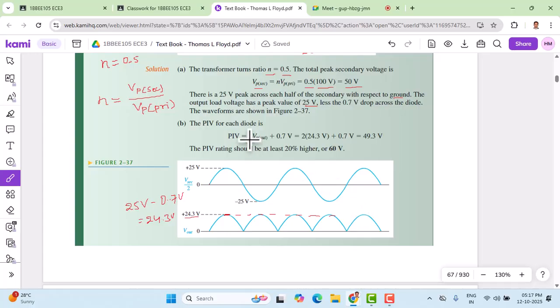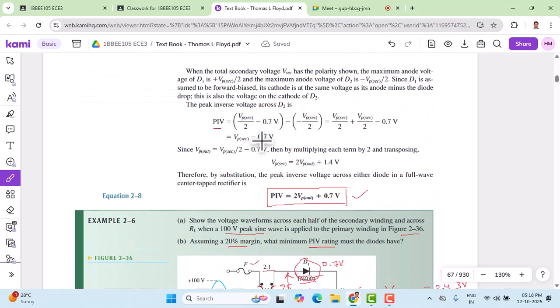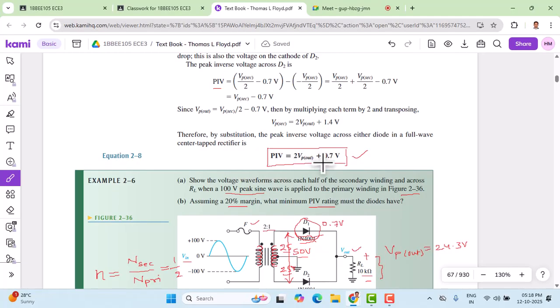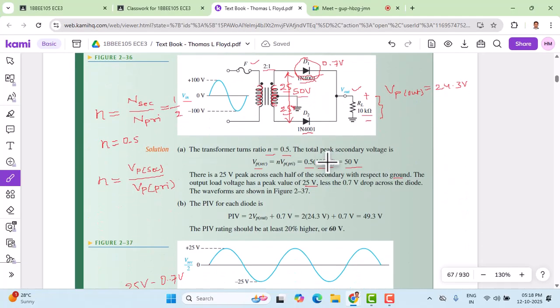Now the second part of the problem is we need to calculate the peak inverse voltage for each diode. We know the formula. Peak inverse voltage is 2 times Vp out plus 0.7. Vp out is already known, which is 24.3 volts. If you do the calculation, that gives me around 49.3 volts. So this is the peak inverse voltage of the full wave rectifier.